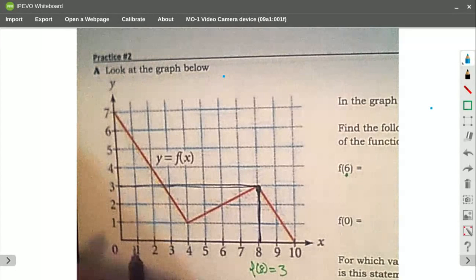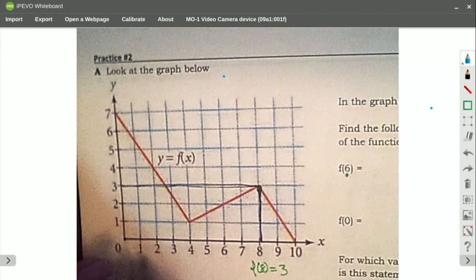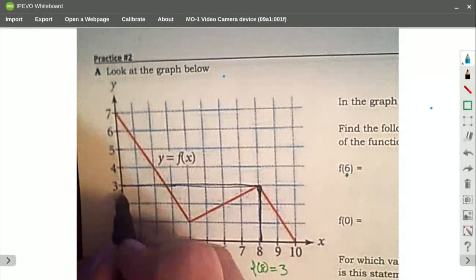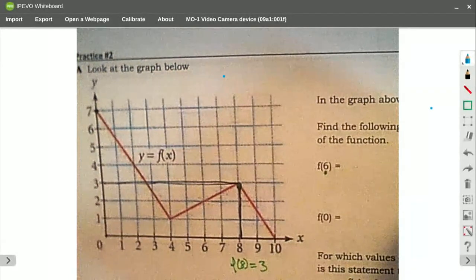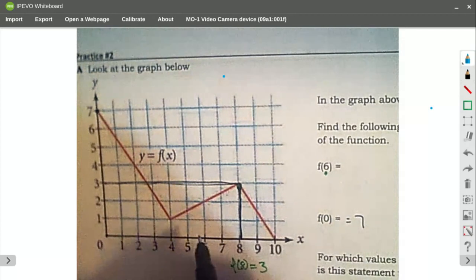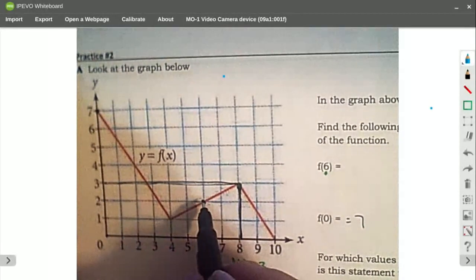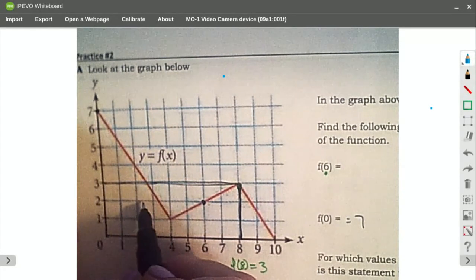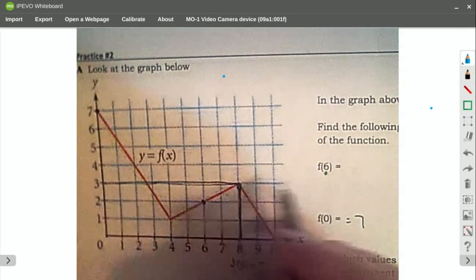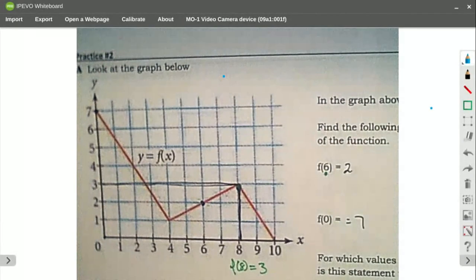What would f of 0 equal? Well, right here, going straight up, and I'm already on the y-axis, so I get my answer. So f of 0 is equal to 7. F of 6, up to the red line. That red line's my graph. That's my f of x. Take it over to the y, and I get a 2. So f of 6 is equal to 2. Okay?